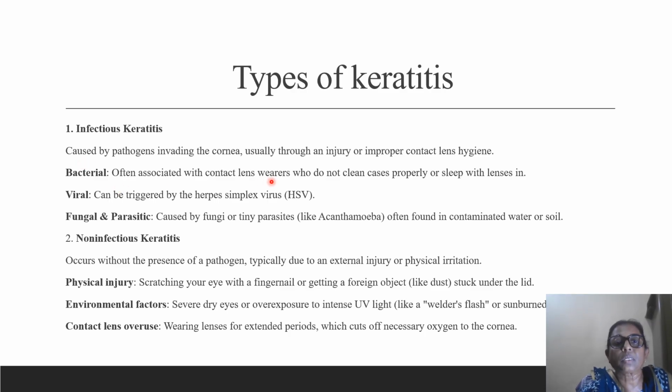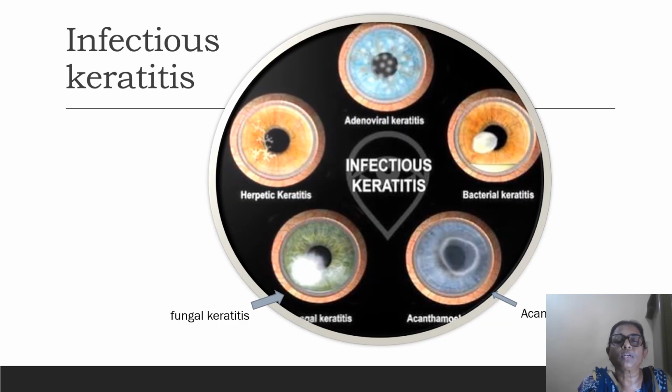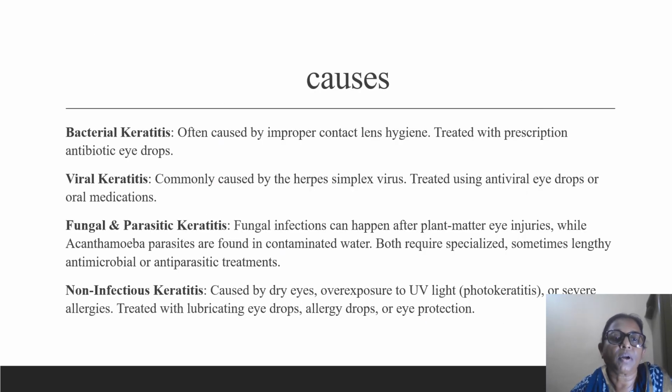Bacterial is associated with contact lens wearers who do not clean the cases properly or sleep with the lens. Then viral can be due to herpes simplex virus, and fungal and parasitic like Acanthamoeba, often found in contaminated water or soil. Non-infectious keratitis is caused by physical injury, environmental factors, or contact lens overuse. Infectious keratitis can be adenoviral, herpetic, bacterial, fungal, or Acanthamoeba. Causes: bacterial, viral, fungal, parasitic, and non-infectious.